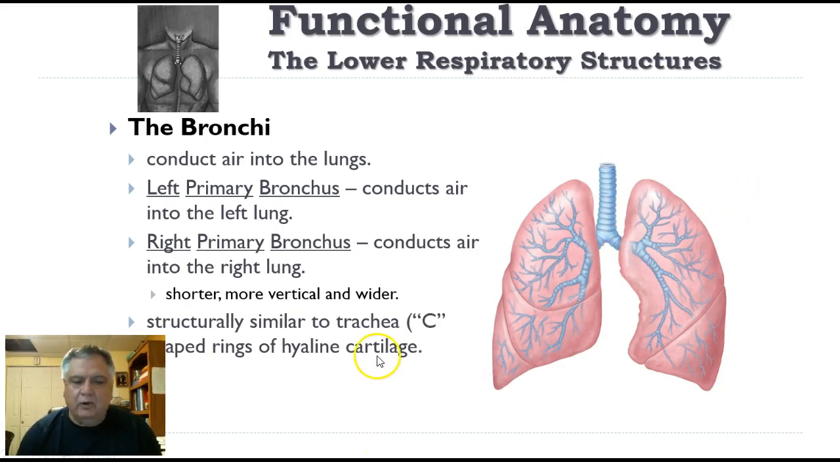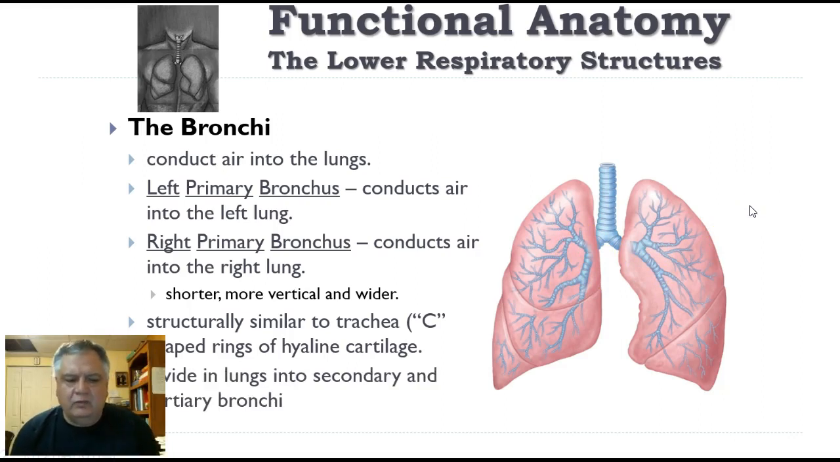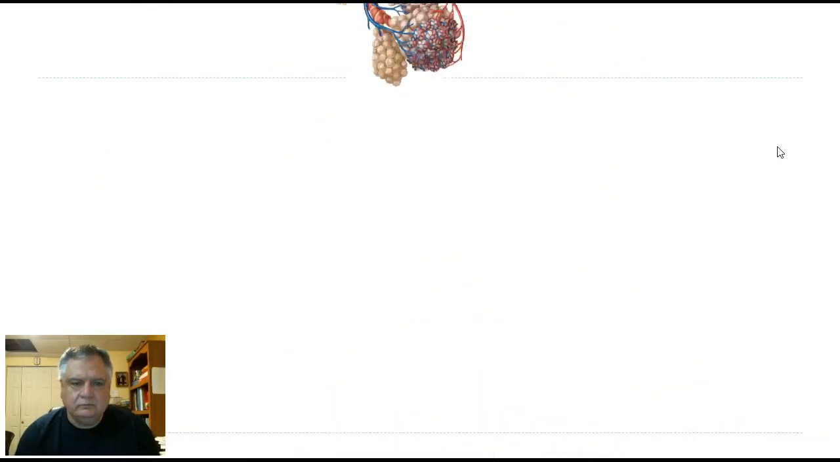Structurally, the bronchi, both of them, are similar to the trachea in that we can also see the C-shaped rings of hyaline cartilage that help to keep them open. Now, the bronchi then themselves will divide in the lungs, inside the lungs, into secondary and tertiary bronchi.